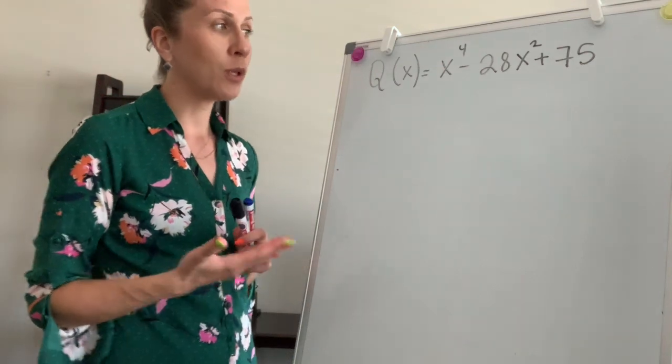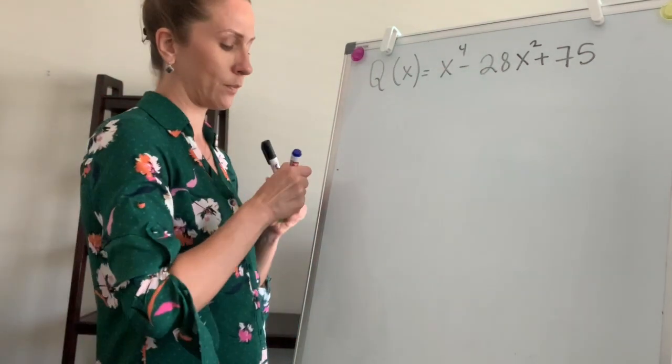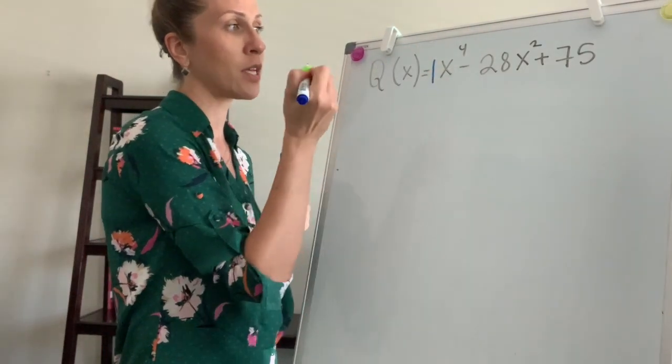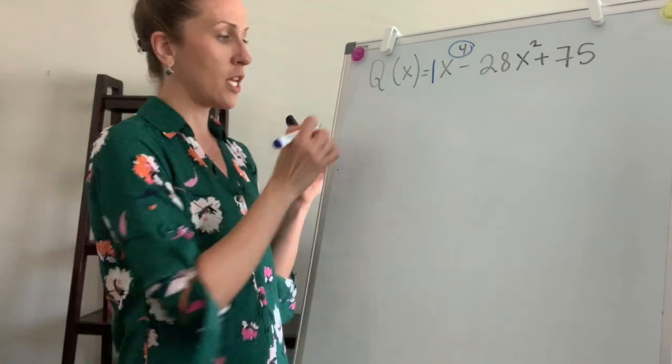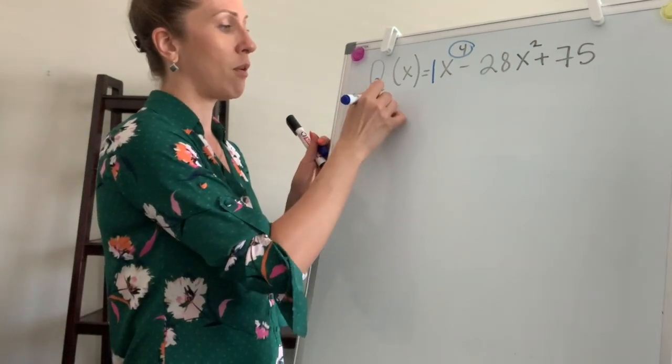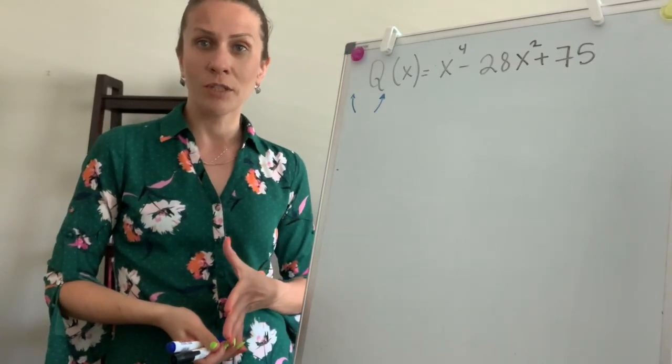The end behavior will depend on the leading coefficient, which in this case is 1, because that's the number in front of x to the 4th, and the degree, which is 4, and that's an even degree. So the end behavior will kind of mimic the parabola. It will look like this. So now let's find the zeros of this function.